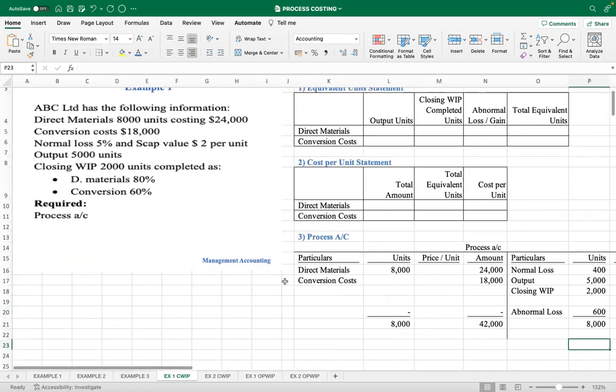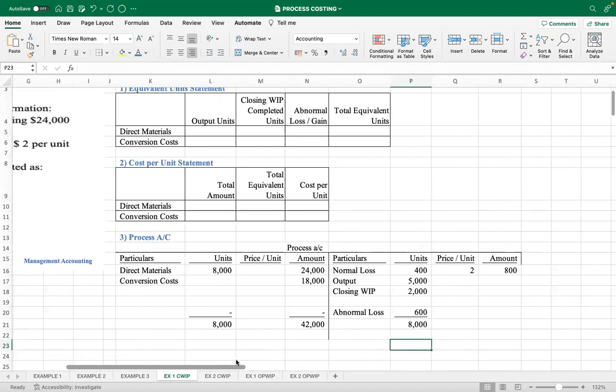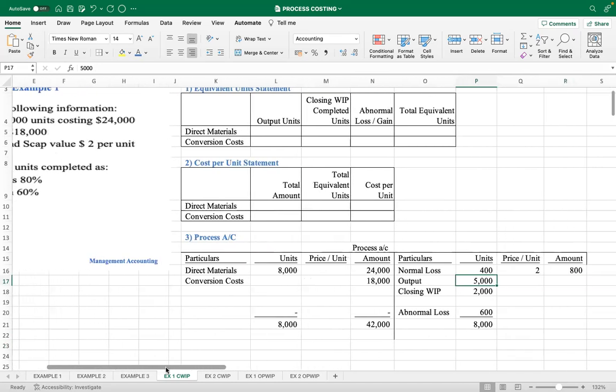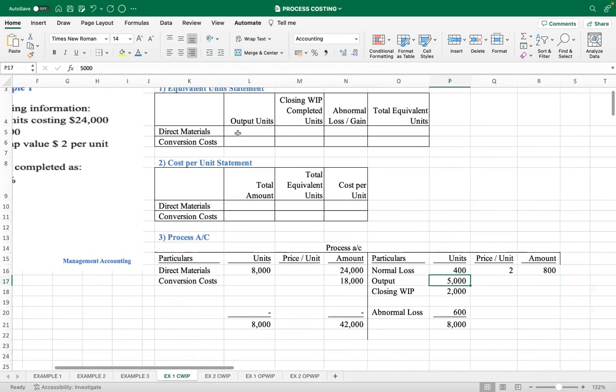Now, in the equivalent unit statement, I still go back here. What is our output? Our output is 5,000. And you are not given any percentages of output. There is no percent. Work in progress has got percentages, but output does not have percentages. If there are no percentages, you assume the output is 100%.